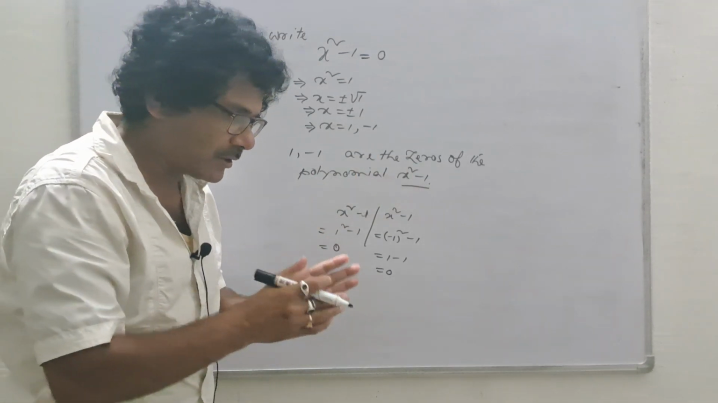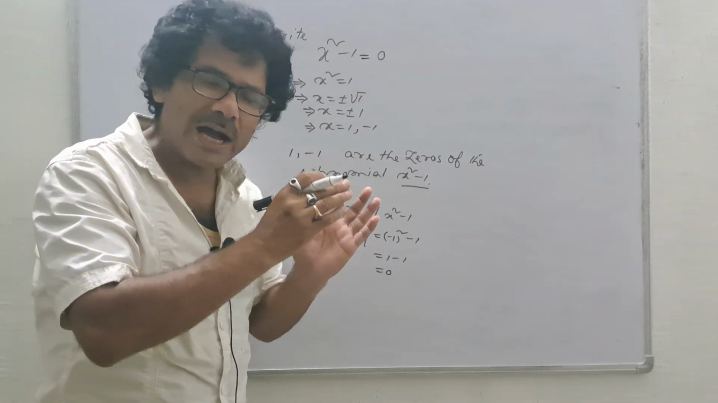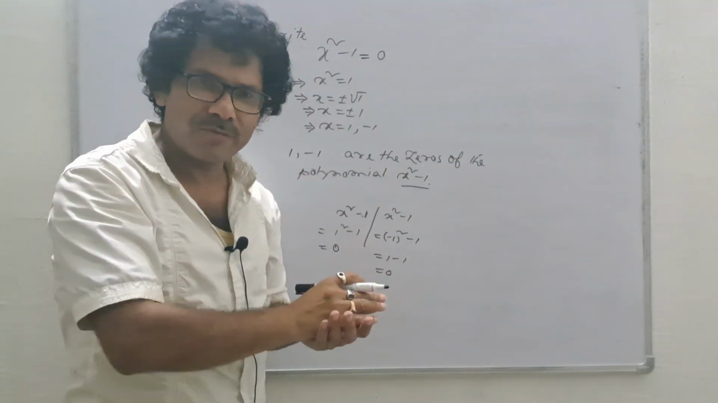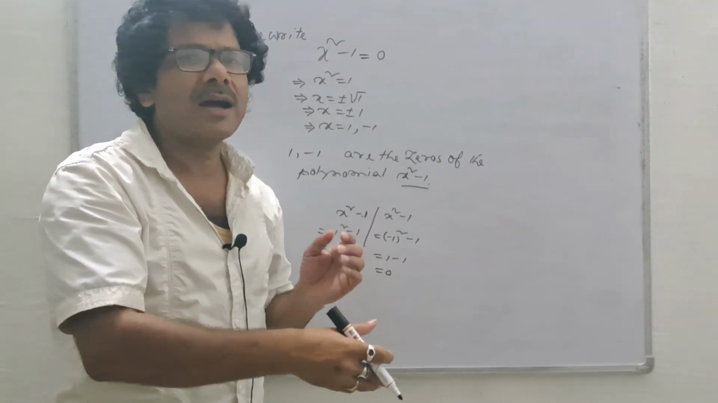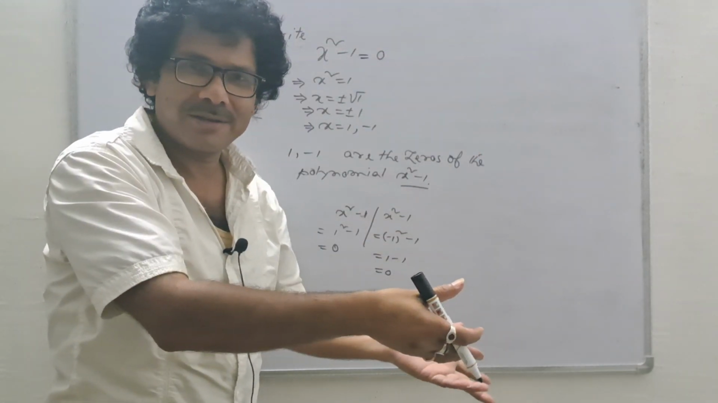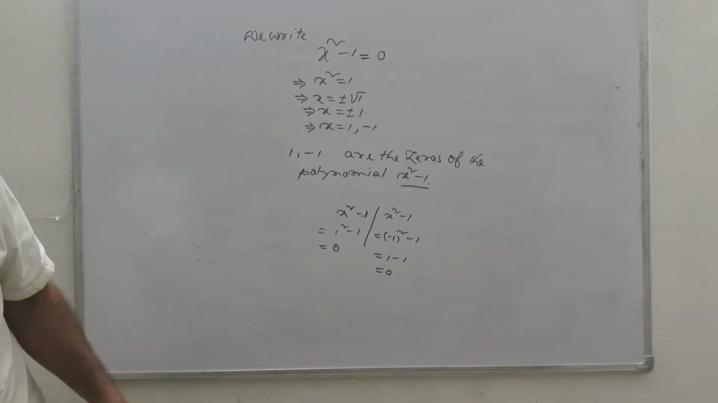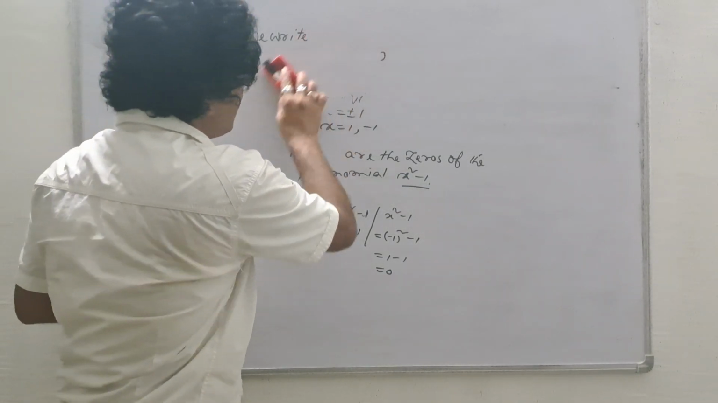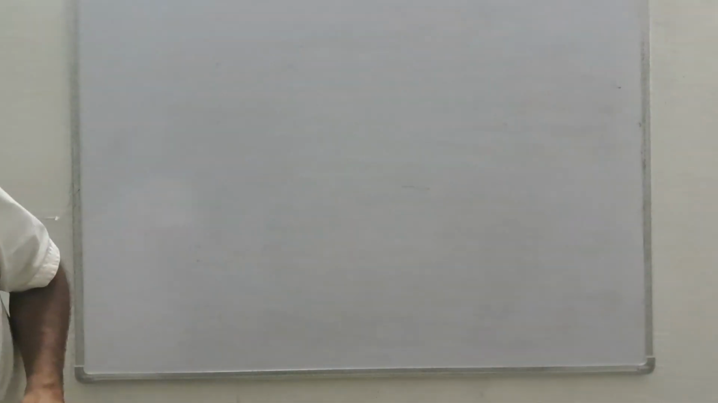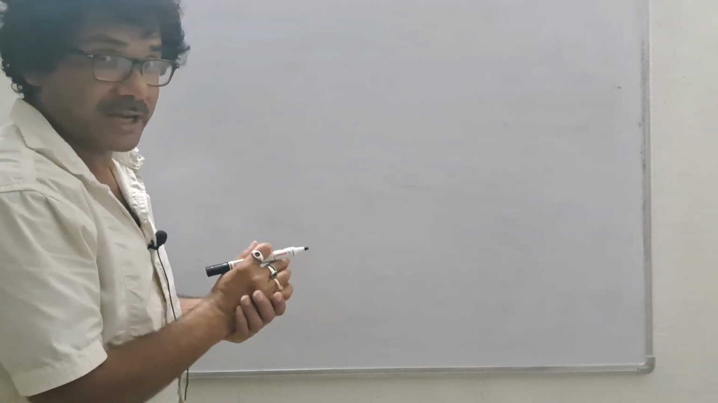So whenever you want to find the zero of a polynomial, you just write that polynomial is equal to 0, and after that you solve for the variable, and the values of the variable are the zeros of the polynomial. So we have understood how to find the zeros of a polynomial. One more example I will take for your better comprehension, or better understanding.